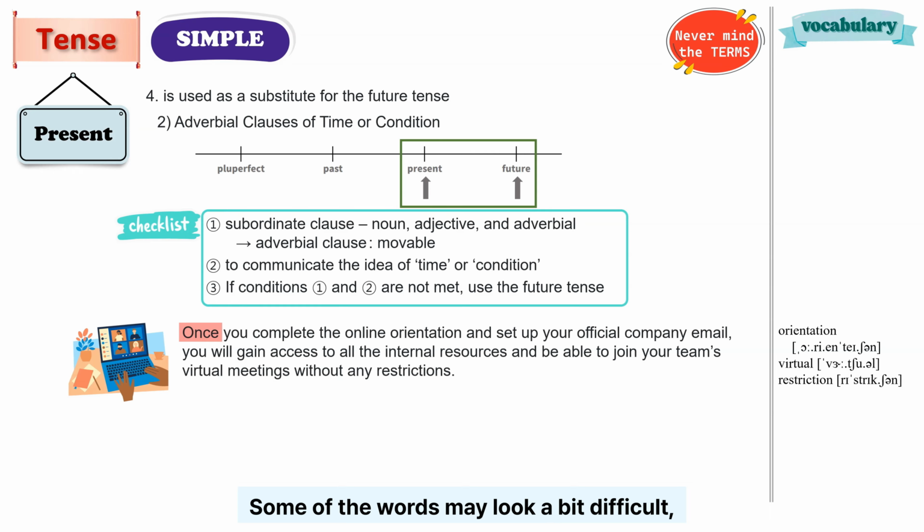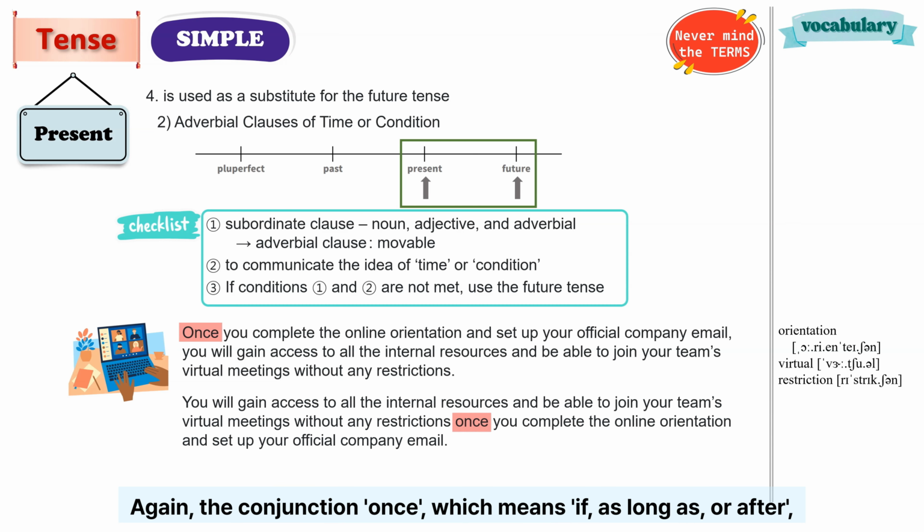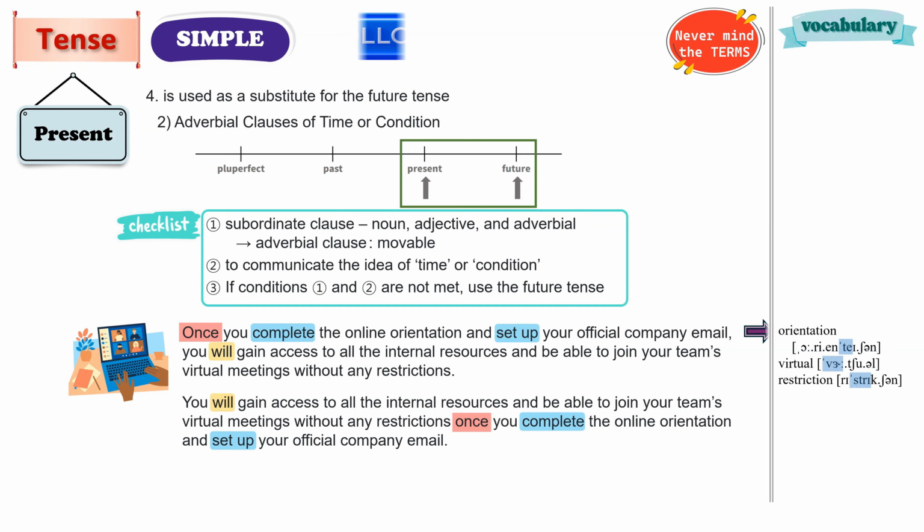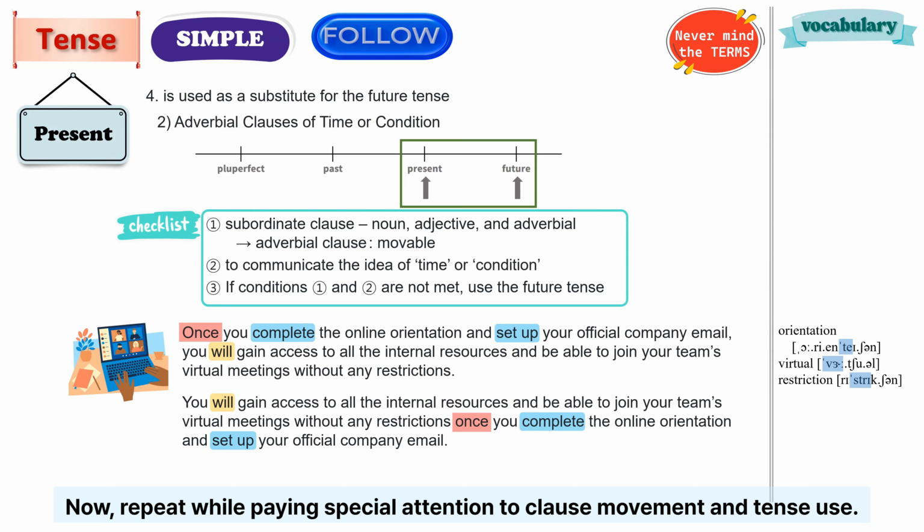Some of the words may look a bit difficult, but as long as you understand the meaning, this isn't very hard, right? Again, the conjunction once, which means if, as long as, or after, can move around in the sentence without changing the meaning. Therefore, the main clause uses the future tense and the subordinate clause uses the present tense. Now, repeat while paying special attention to clause movement and tense use.